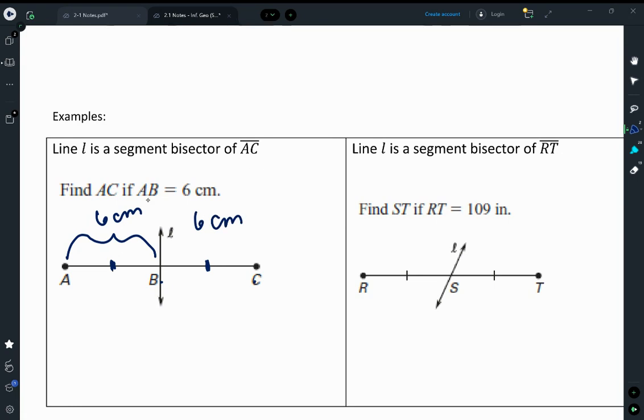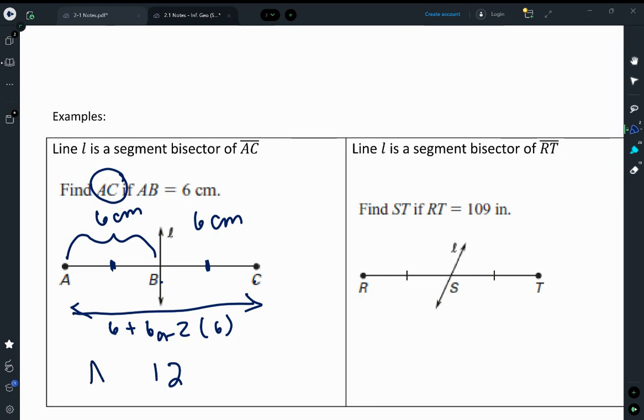So if I'm wanting to find AC, that means I'm trying to find the entire length. I do that by adding, or I could think about multiplying this by 2, right? I could do 6 plus 6, or I could do 2 times 6. Either way, my answer is going to be 12. So AC is going to equal 12. And remember, we're not putting the segment symbol above AC because we're talking about the distance, or the length of the line segment AC. When we're talking about a distance or a length, we don't put the symbol on top.